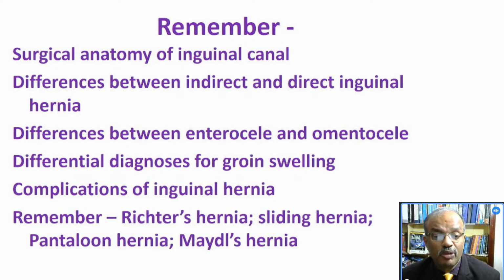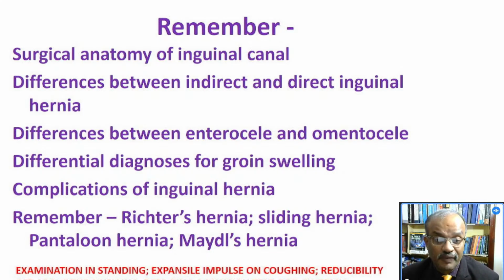Remember Richter's hernia, where part of the bowel wall is strangulated. Sliding hernia, where the posterior wall of the inguinal hernial sac is formed by bowel, colon, urinary bladder, and so on. Pantaloon is a double hernia, indirect and direct both. They present as a direct hernia, but the indirect hernia sac is missed, eventually presenting as a false recurrence. Maydl's hernia is a W hernia, where one center of the W gets strangulated. And so examination: standing, expansile impulse on coughing, reducibility, getting over the swelling, deep ring occlusion test, rectal examination, systemic examination, especially respiratory system, spine, and abdomen. All these are very, very important.